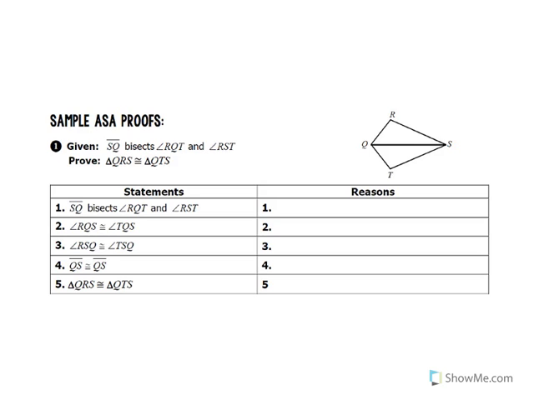So this proof says that we're given SQ bisects angle RQT, and it bisects angle RST. And then we're trying to prove that triangle QRS is congruent to triangle QTS. So, the first statement they gave us was that SQ bisects angle RQT and angle RST. That's given. And then I'm going to put that into our picture.